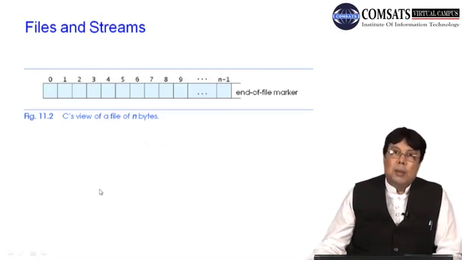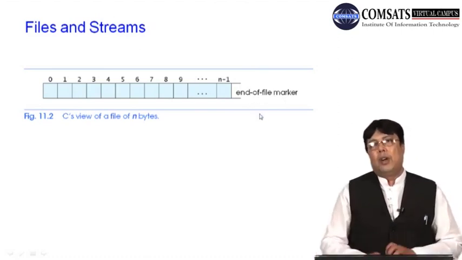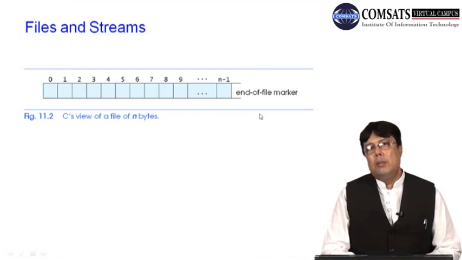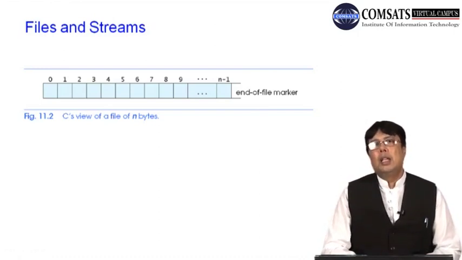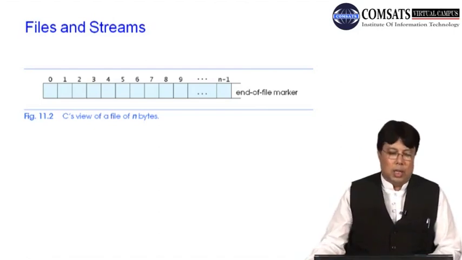So, file streams. As I told you, a file stream is nothing but a sequence of bytes that ends with a very special marker, called the end of file marker. In the Windows environment, this end of file marker is Control Z.